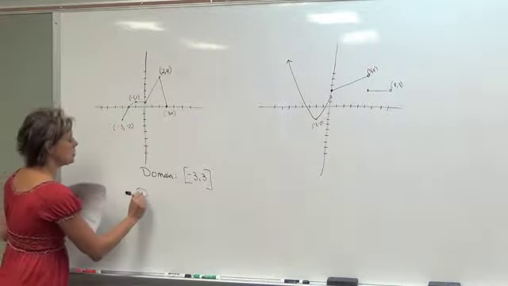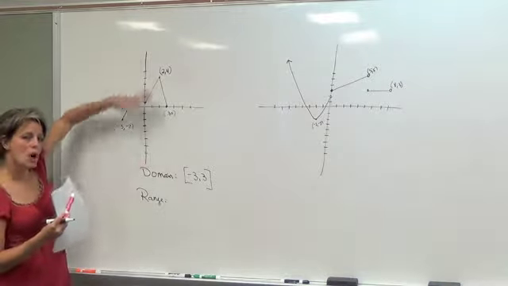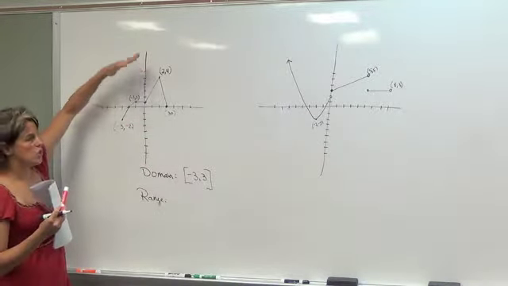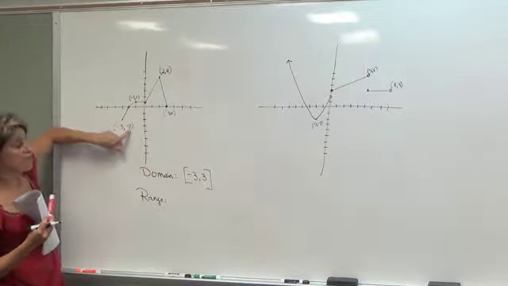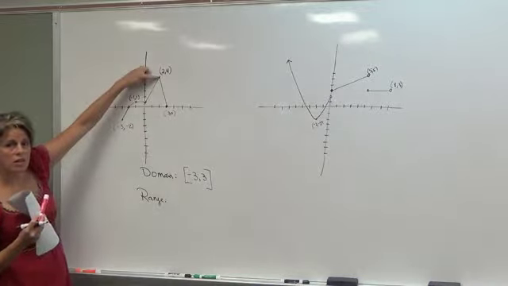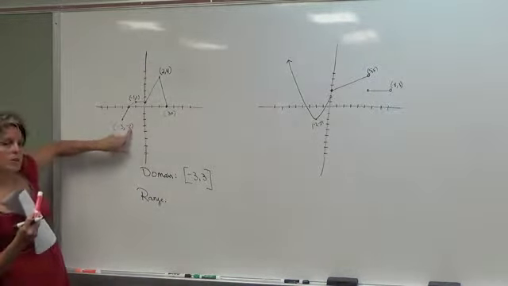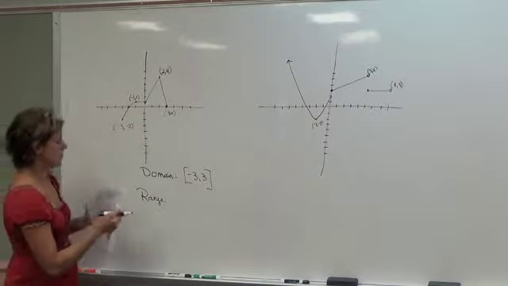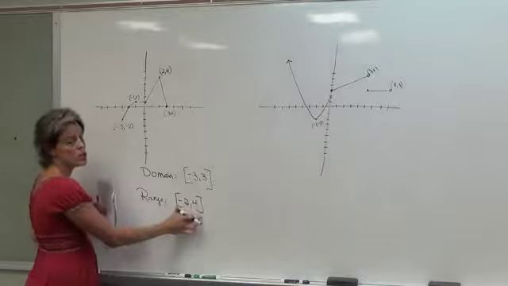Okay? Now your range, remember your range is your y values. Y's run up and down. So the lowest point is right here on my function, and my y value is -2. And the highest point is right here, and my y value is 4. So my range is going from -2 to 4. And again, you're going to have brackets because those points are included.